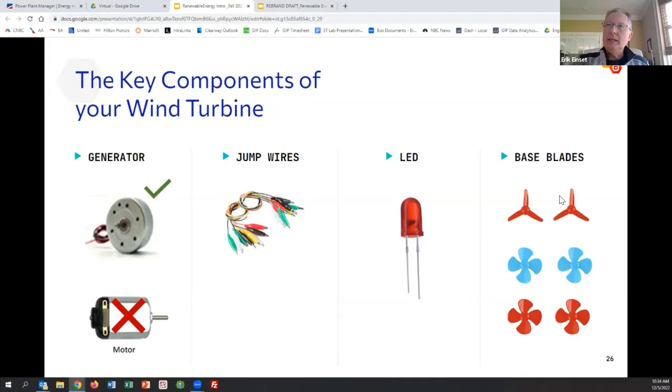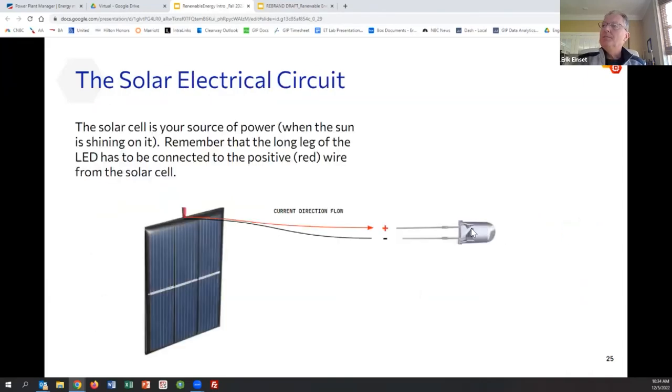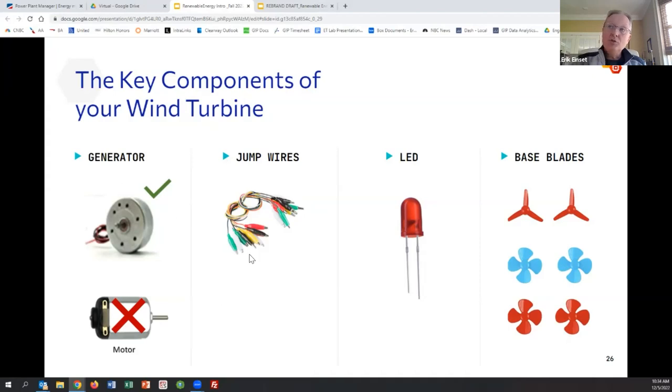The other thing that you're going to be building is a wind turbine, and you're going to be using it to light up another LED. In this case, you have a few more pieces of equipment with you. Here's your LED again. It has a long leg, a short leg, so you need to make sure that the long leg is connected to the positive end. You should have some jumper wires because you're going to need them.